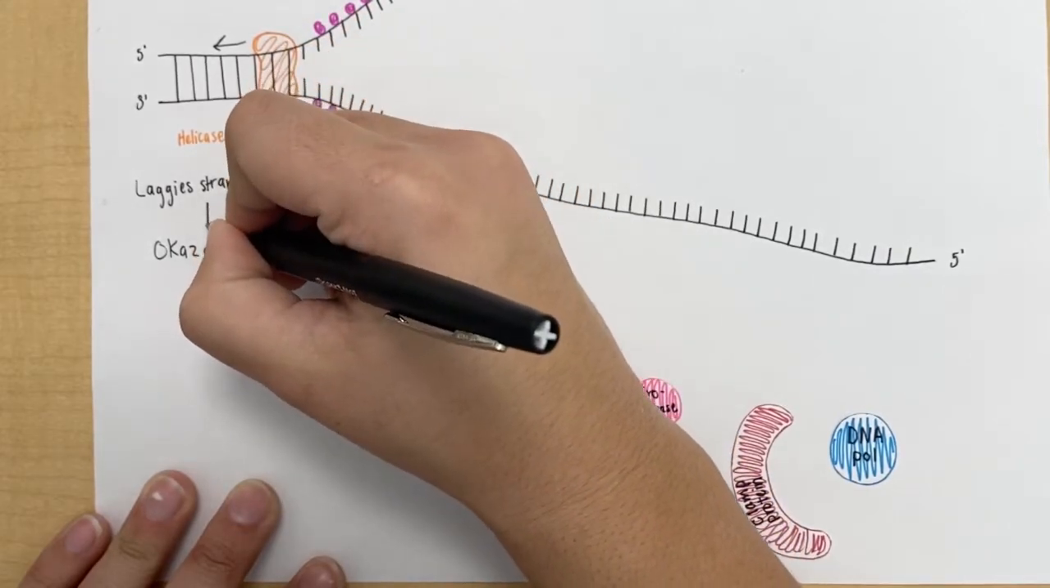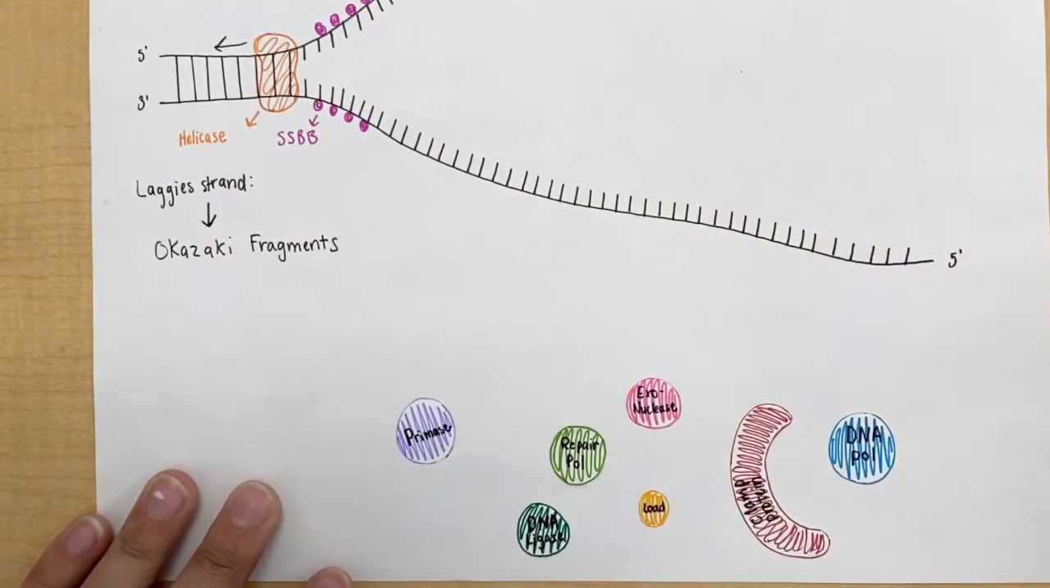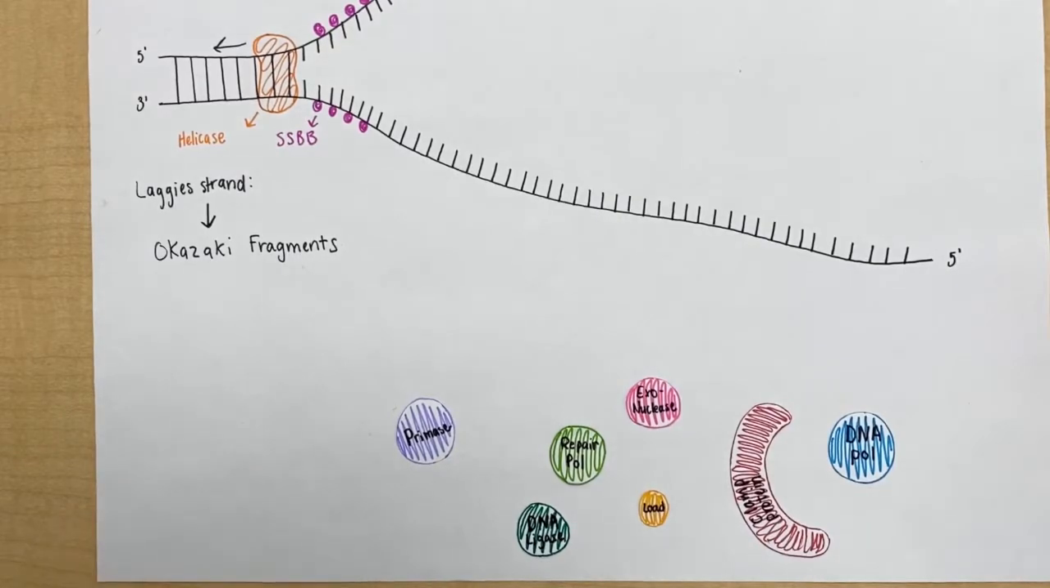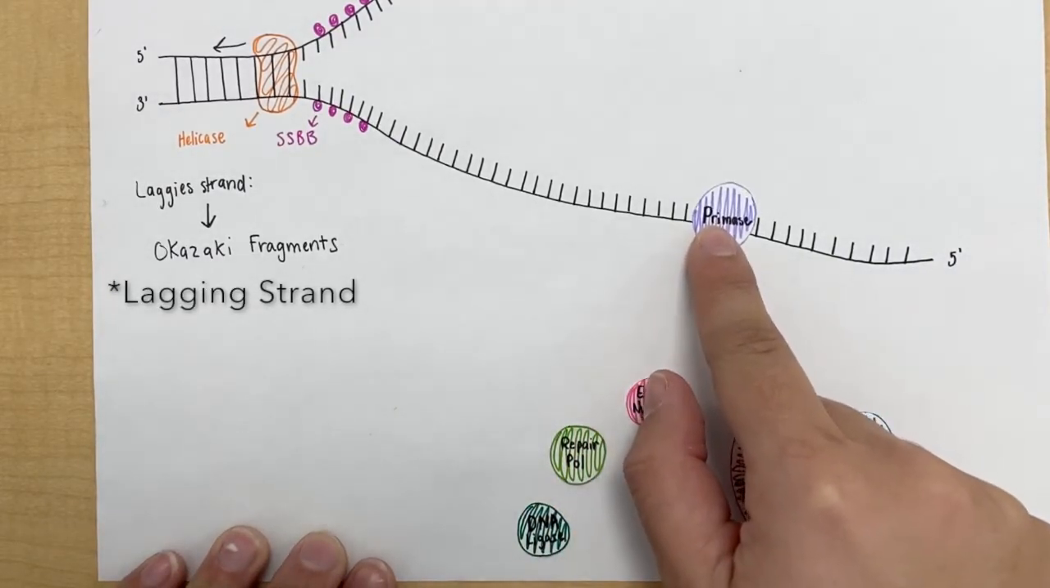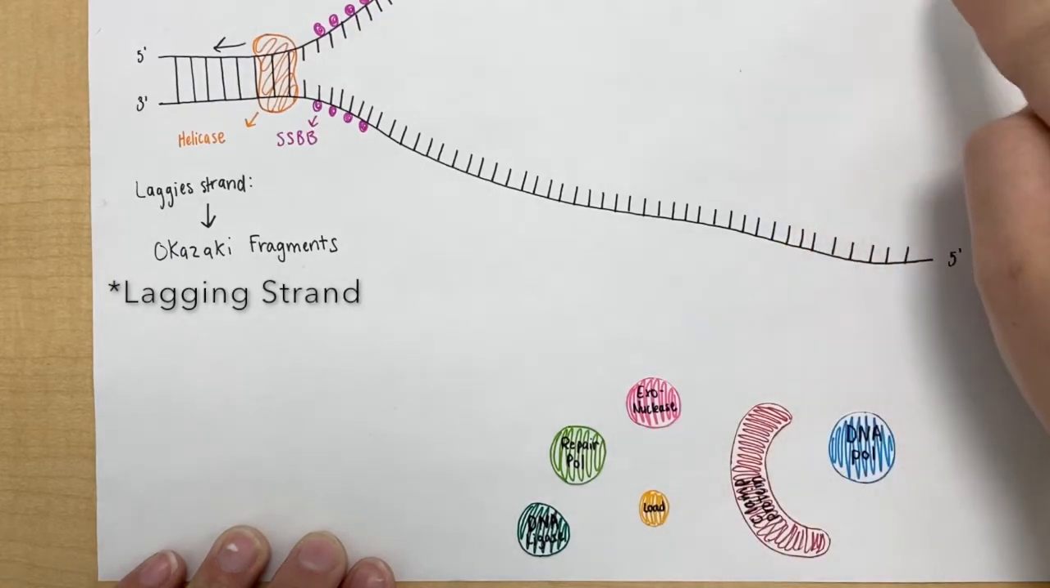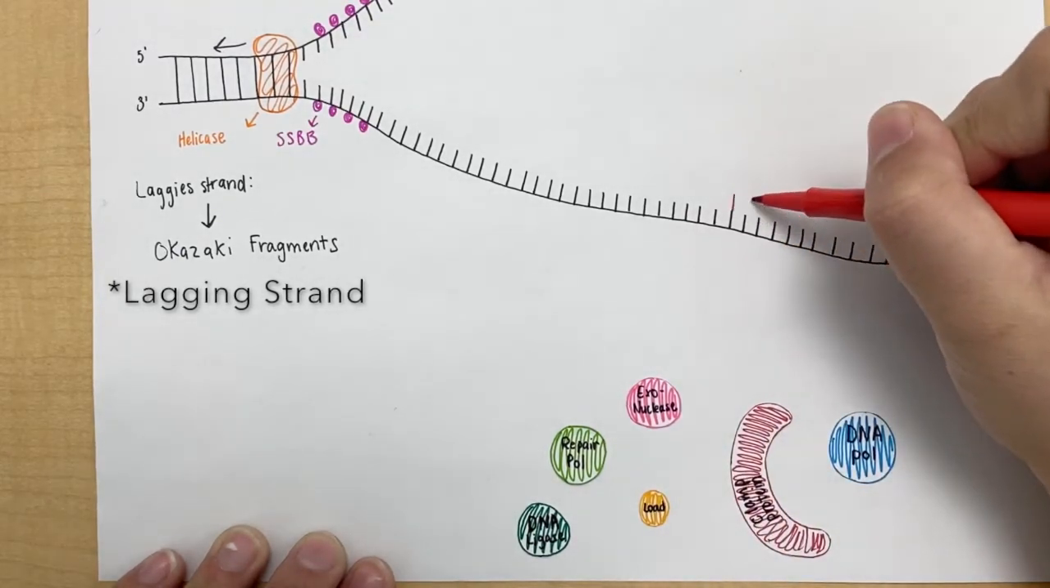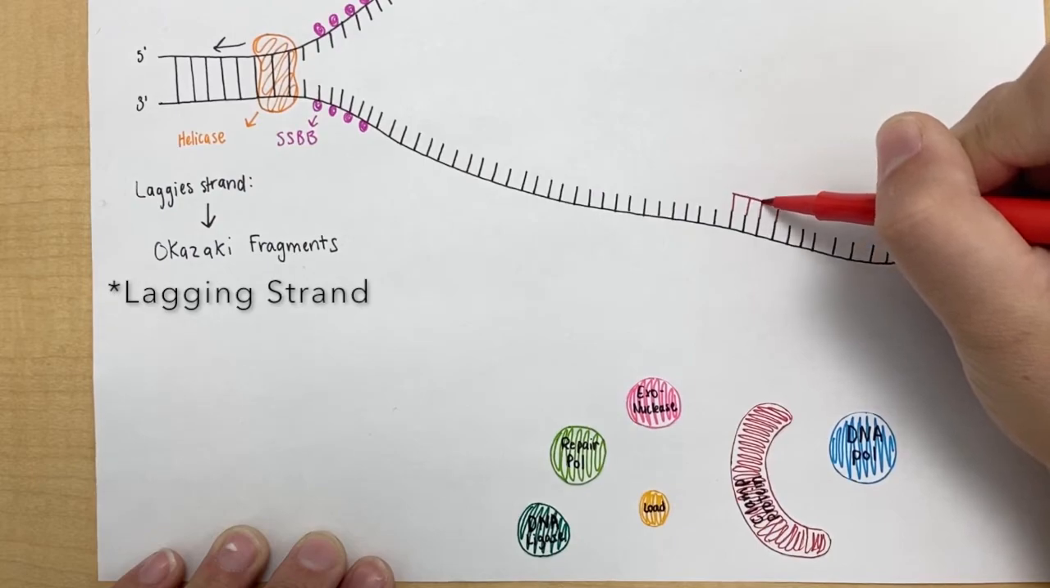And you have to imagine that the leading strand above is being made continuously at the same time. And helicase and the single binding proteins are not cut out, but they are moving as well. So first, primase binds to the 3' end of the template strand and lays down a segment of RNA primer.